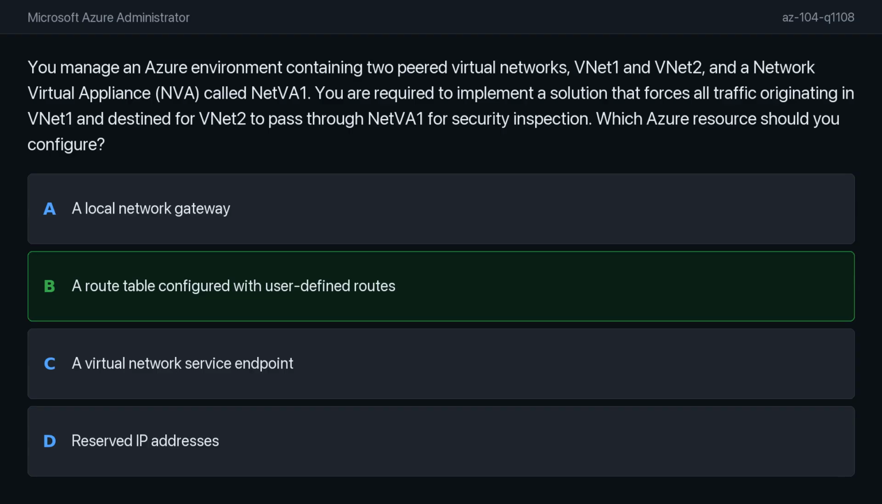Let's look at why the other options are incorrect. A local network gateway is used for site-to-site VPN connectivity to on-premises networks, not for internal VNet routing. Virtual network service endpoints are designed to provide secure and direct private access to Azure services, not for traffic redirection. Reserved IP addresses are simply used to ensure a static IP remains allocated to a resource. For the exam, remember that anytime you need to override default Azure routing behavior and force traffic through an appliance, user-defined routes in a route table are the correct tool.